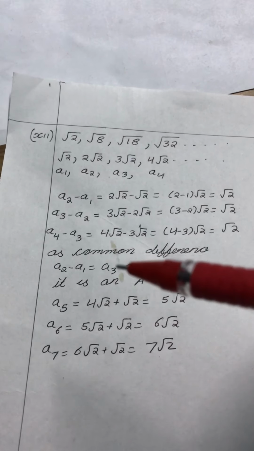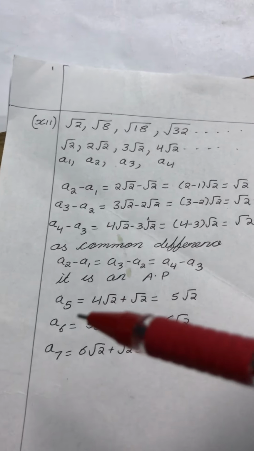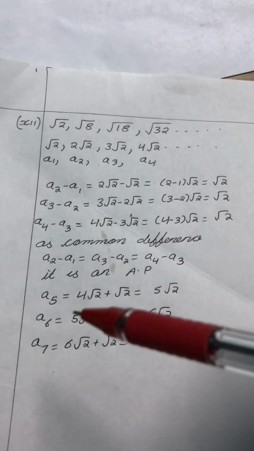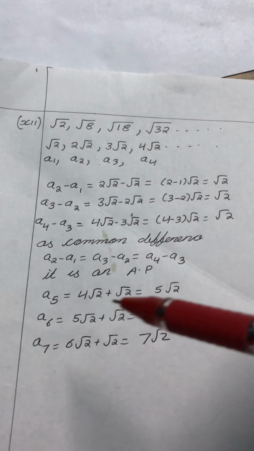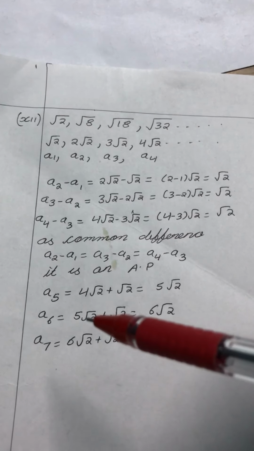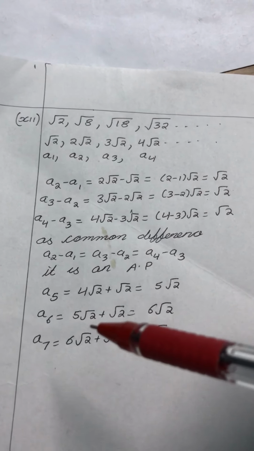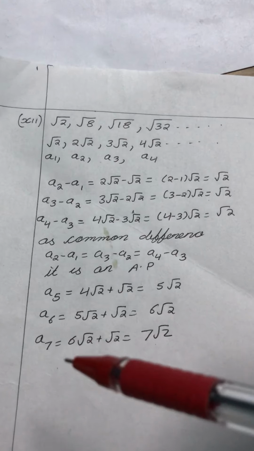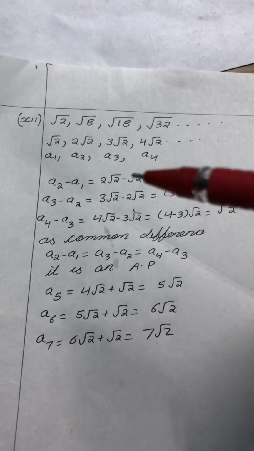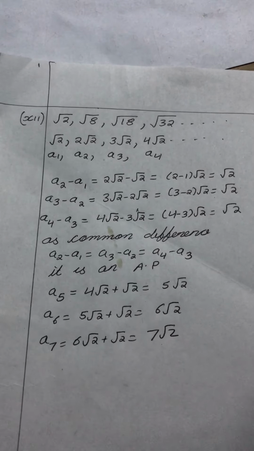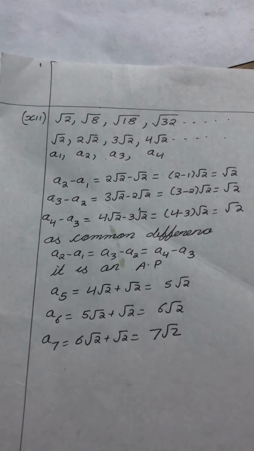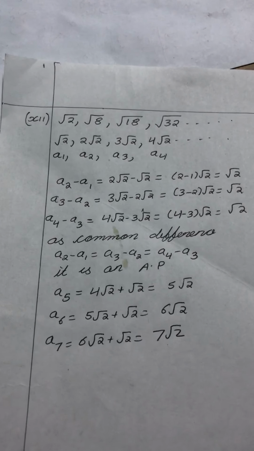In this case we have to find the next three terms. To find the fifth term we add d to the fourth term. The fourth term is 4 root 2, so 4 root 2 plus root 2, this is d, gives 5 root 2. For A6, to the fifth term we add d: 5 root 2 plus root 2 gives 6 root 2. And A7, 6 root 2 plus root 2, 7 root 2. So we have found the next three terms. Just keep in mind, in an AP it is a list of numbers in which each term is obtained by adding a fixed number to the previous term.